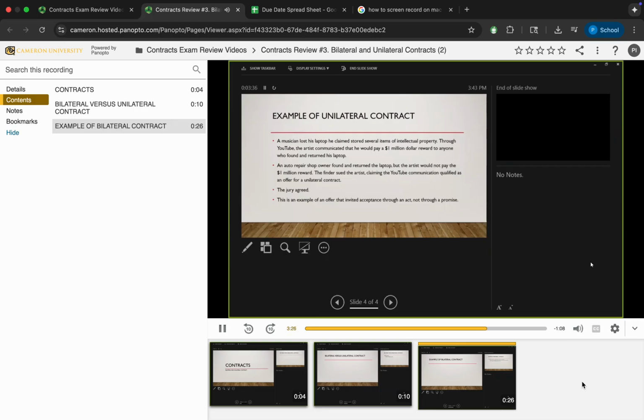In a unilateral contract, the acceptance does not come in the form of a verbal, I accept. It doesn't come in the form of a returned promise. With a unilateral contract, the acceptance comes by performing the requested act. So when the auto repair shop owner located and returned the laptop, that was the requested act, and that served as the acceptance. So on the date that the laptop was returned, we now had offer, acceptance, and consideration.